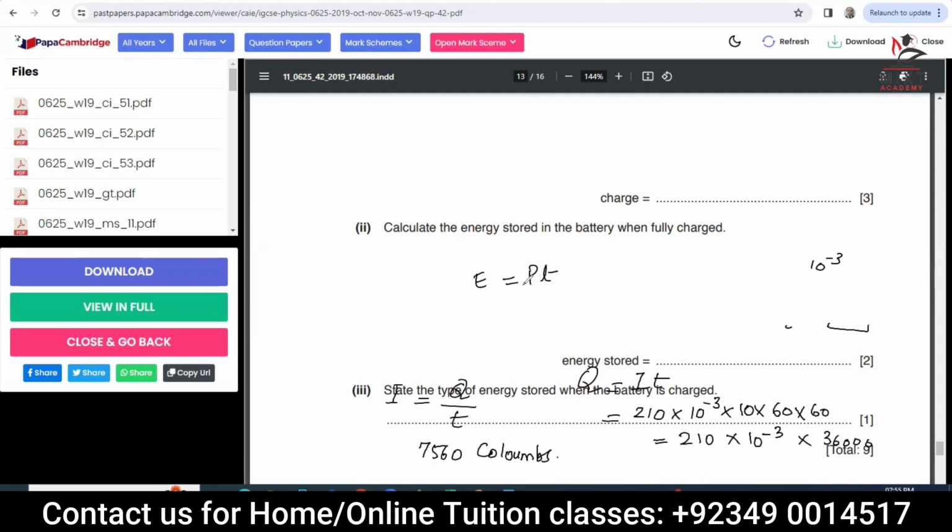You have to find power. What is power? Rate of change of energy. Energy is equal to PT, you can use that formula. But there is another formula for power. Power is equal to VI.